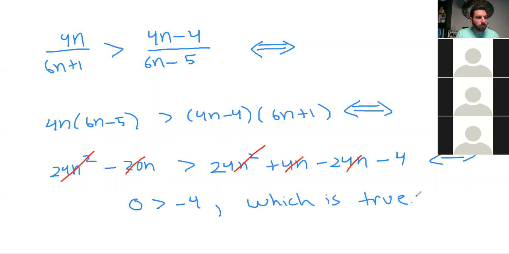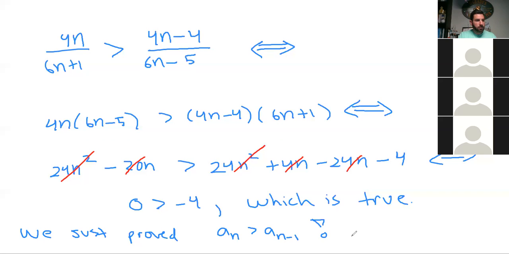Which is true. So what we just did is we just proved a sub n is greater than a sub n minus 1. That's what we just did. Now, this is an unfamiliar argument to many students in calculus, but it's an argument that you should try to understand. It's clear to all of us that 0 is bigger than negative 4, so if you retrace this argument from bottom to top, you get that the sequence is increasing.